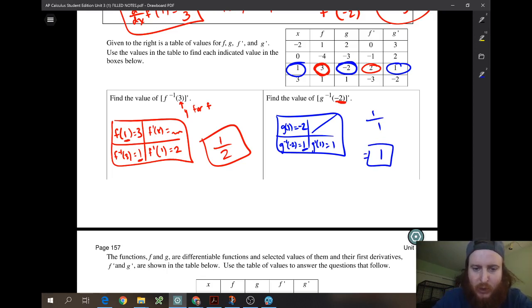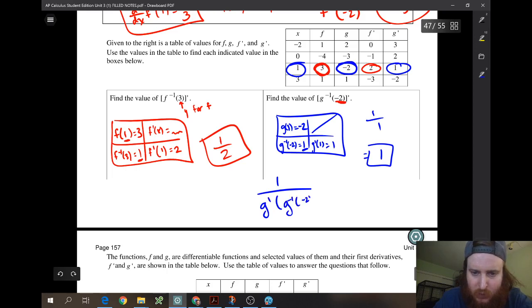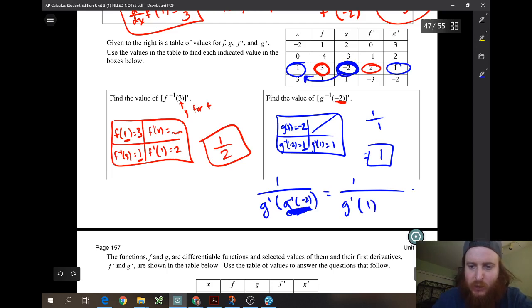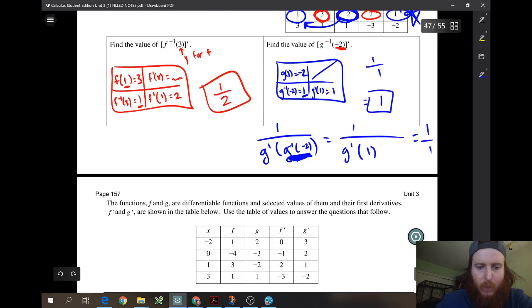The long way would be to just really write it all out: 1 over g prime of the inverse of negative 2. That would be the long way to write it without using my table. So if you don't like the table, just do it this way. G prime of, now the inverse, what this means is what y value gave negative 2. What y value gave negative 2 was 1. And what is g prime of 1? Well, that's this part, 1 over 1. So that's the other way to do it.